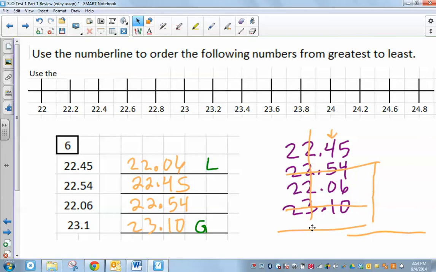Then the next number, we've used that one. Now we're going to look at in the tenths spot, is 4 greater or is 0 greater? Well, 4 is greater, so that's why that's right there. And then that leaves my smallest number to be 22 and 6 hundredths.